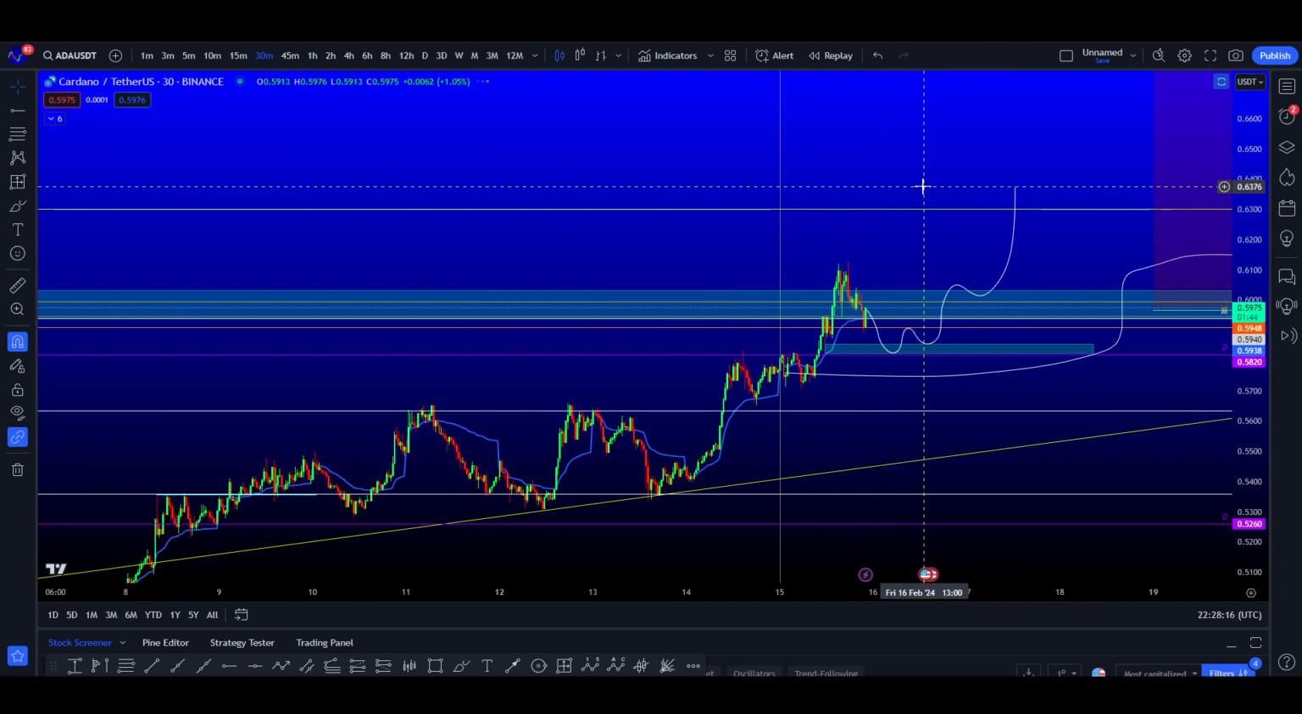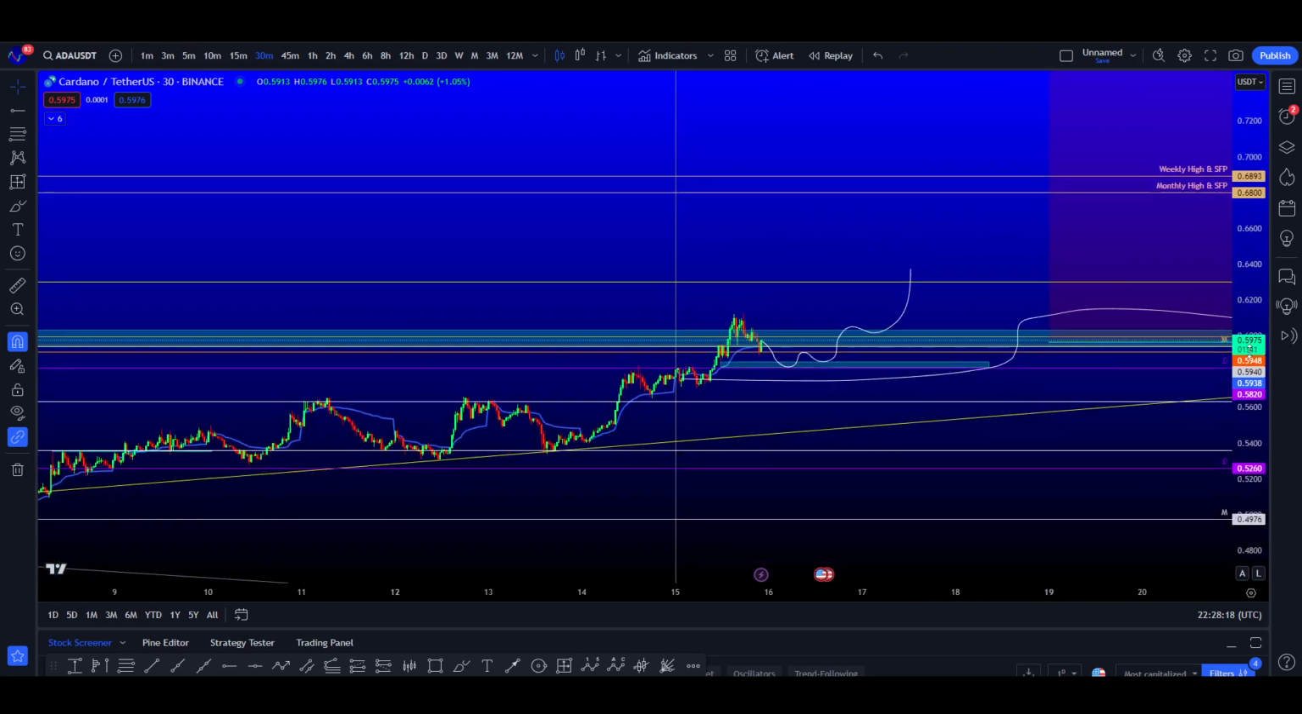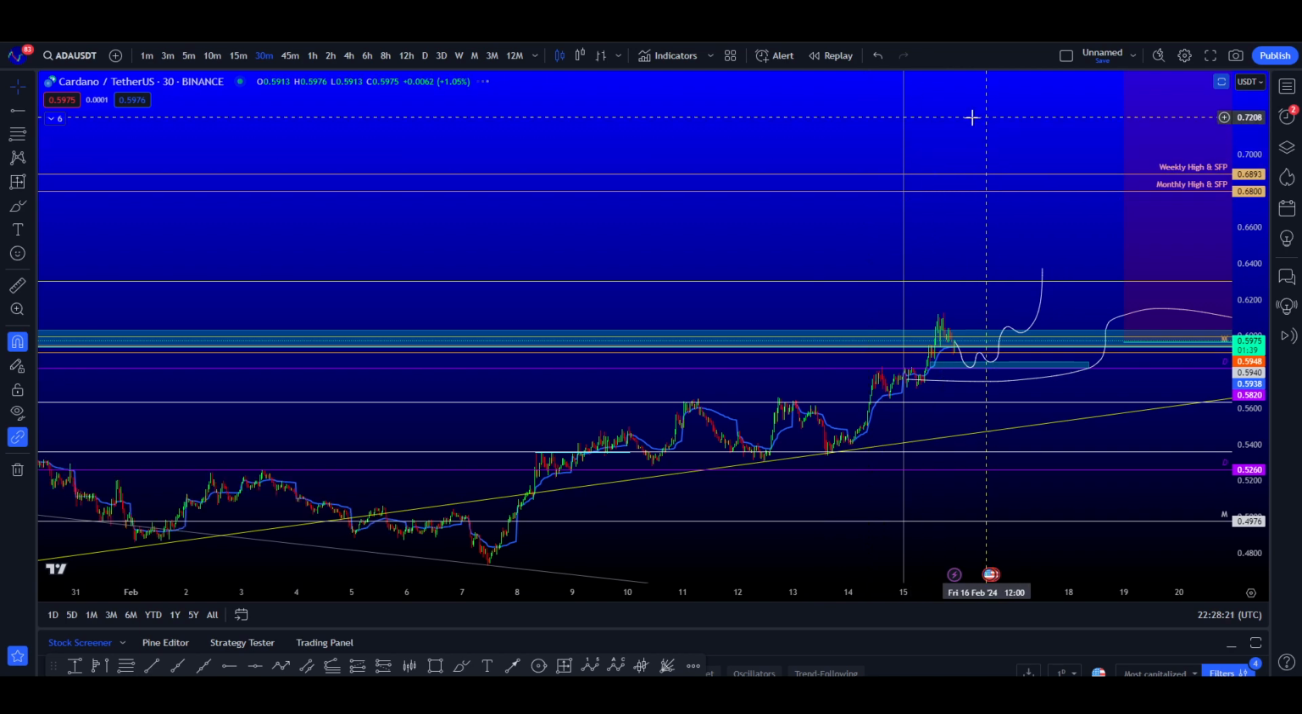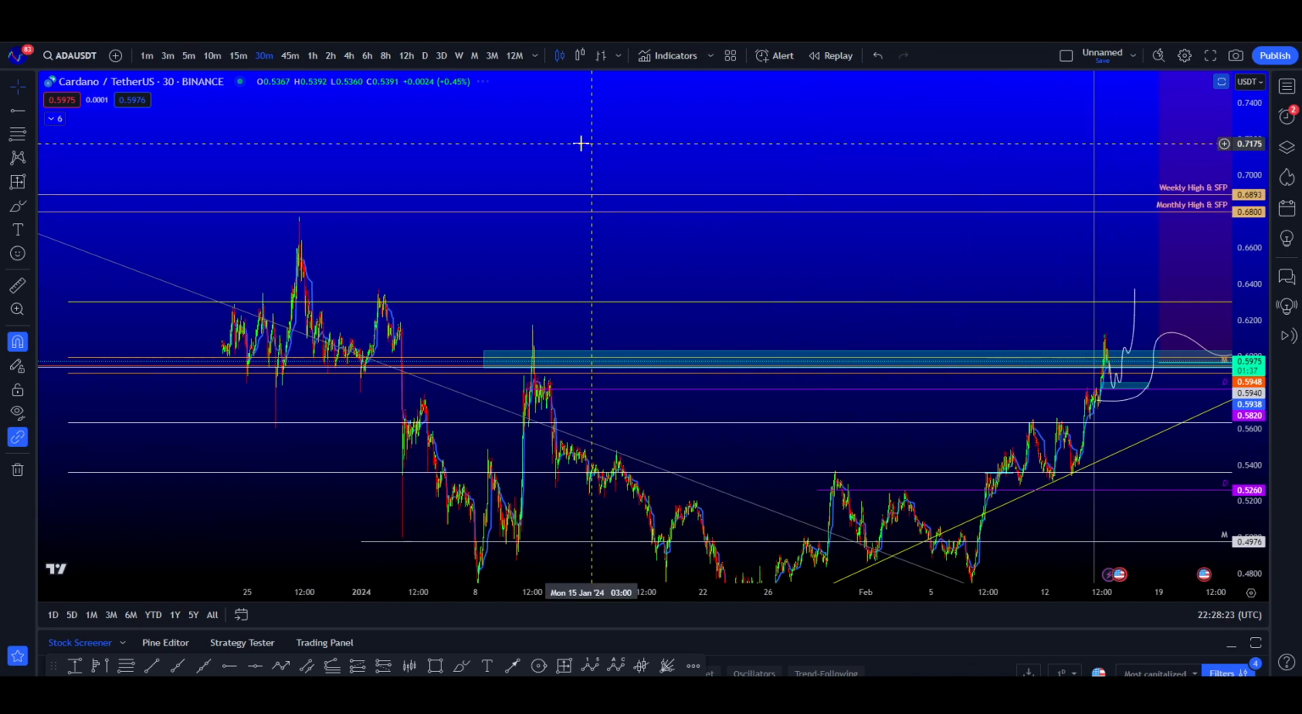All right, so that's pretty much it with ADA. Great project. I see a lot more upside potential. Bull market is right around the corner. Make sure to use risk management when you trade.